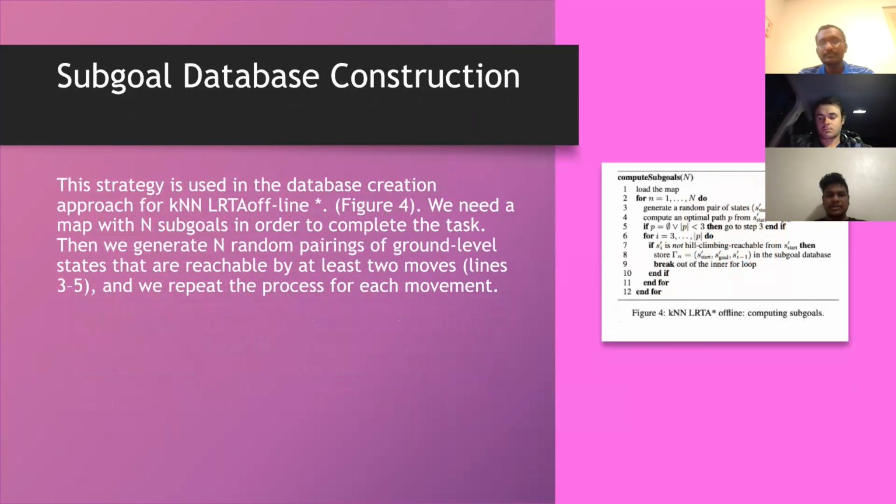So in this construction, the strategy KNN and LRTS star, which is used to build this database, which was shown in figure 4, there are n things which we need to consider to do this map, and then make n pairs of the ground level states that can be reached in at least two to three moves. That is from line 3 to 5. The code actually explains how this construction is happening using KNN and LRTS star. Can we go to the next slide?